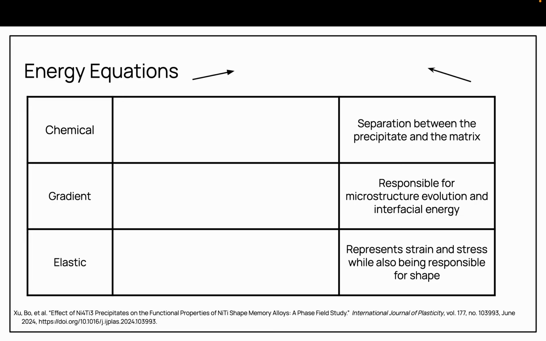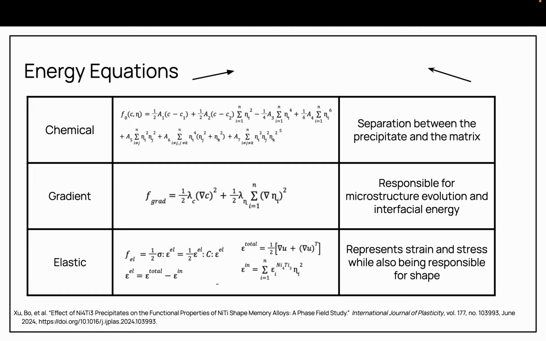There are three main components that drive nickel-4 titanium-3 precipitates in nickel-titanium hafnium: the chemical, gradient, and elastic energy. In these equations, C represents the concentration and N represents the variance. The chemical energy equation contains the equilibrium nickel concentrations of the nickel-titanium hafnium and the nickel-4 titanium-3 precipitate. The A1 through A7 are polynomial parameters. The equation is essential for creating separation between the precipitate and the matrix.